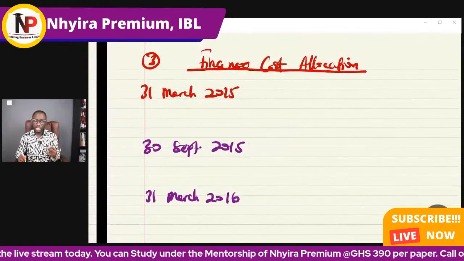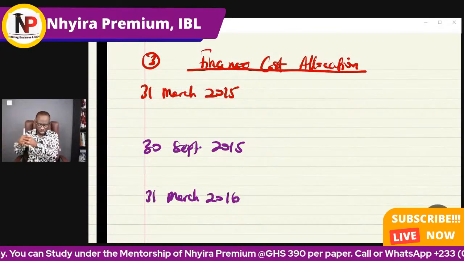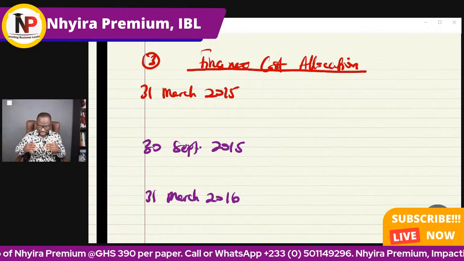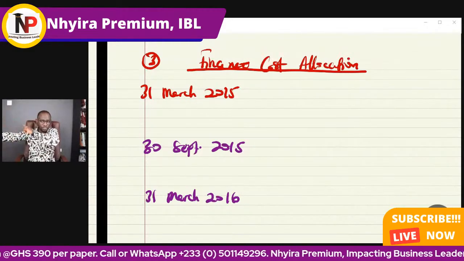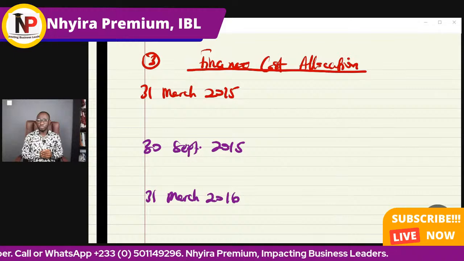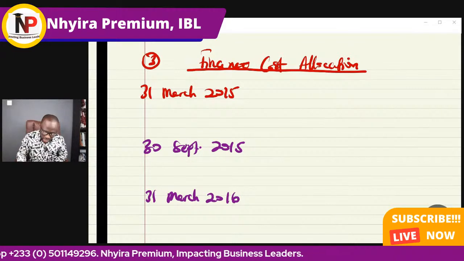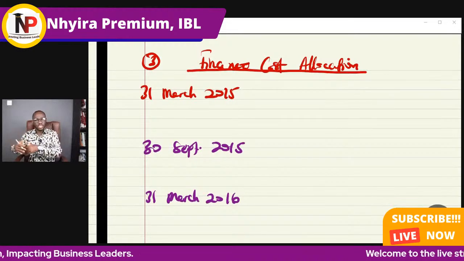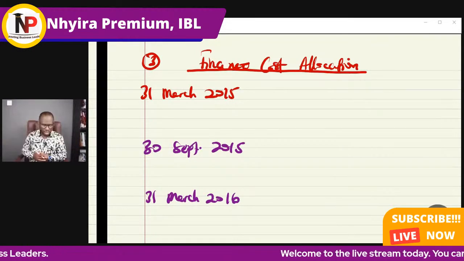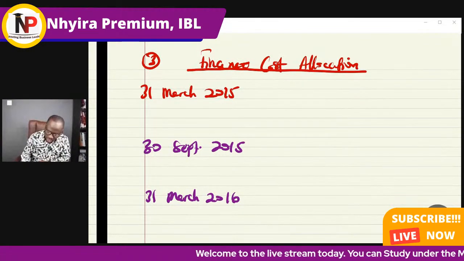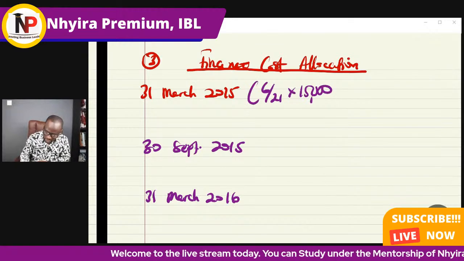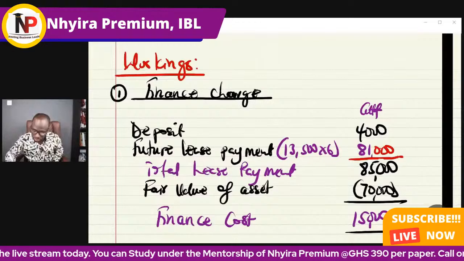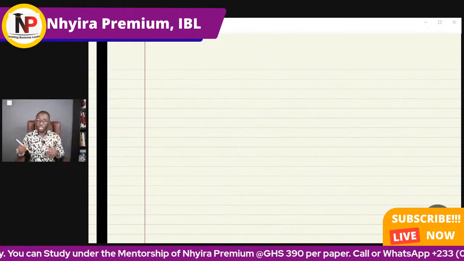So like you can see here, 31st March 2015, 30th September 2015, 31st March 2016, the following period under consideration. So look at how we're going to be doing the allocation. For 31st March 2015, that is the 6th thing. So that is going to be 6 over 21 by 15,000. Now, please note that the way we come across this is very simple. The sum of year digits I computed could also be done like this.